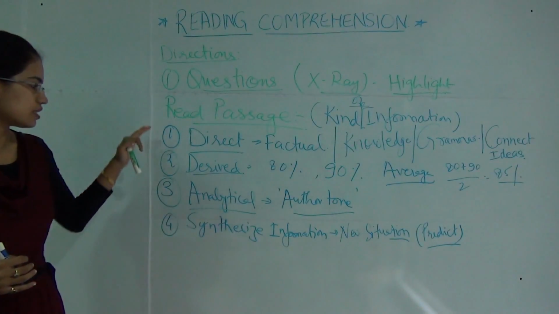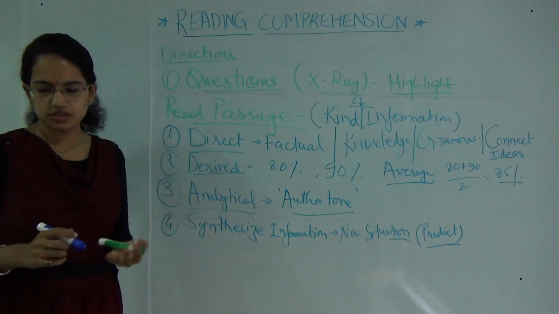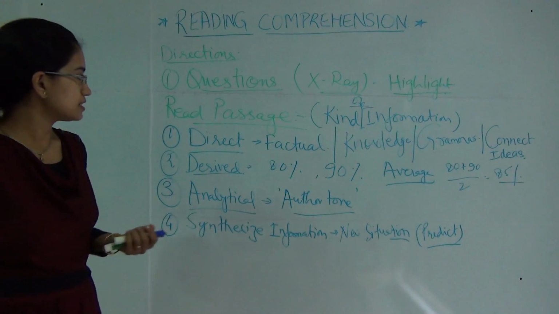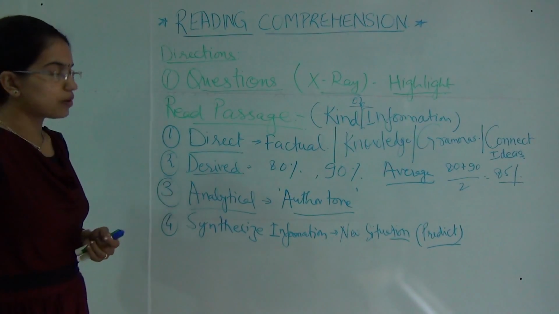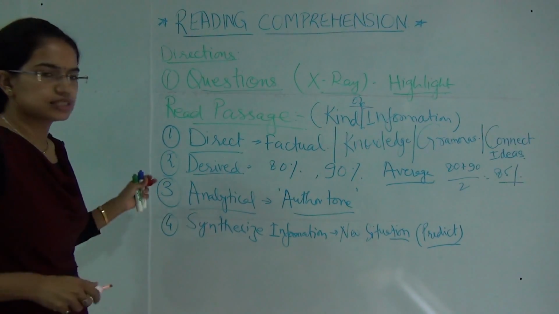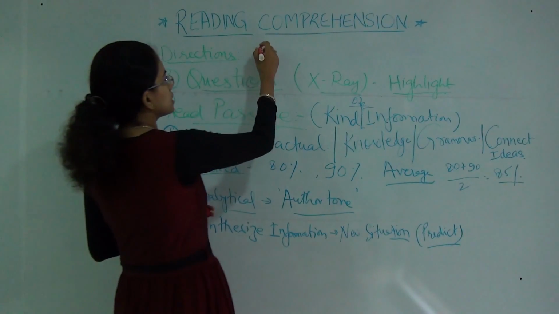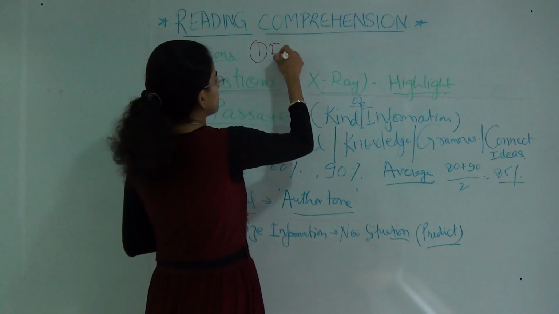So these are the 4 basic kinds of things that we try to understand while solving the questions. Now, there is another important thing that we must consider while solving any question, which is familiarity with the topic.